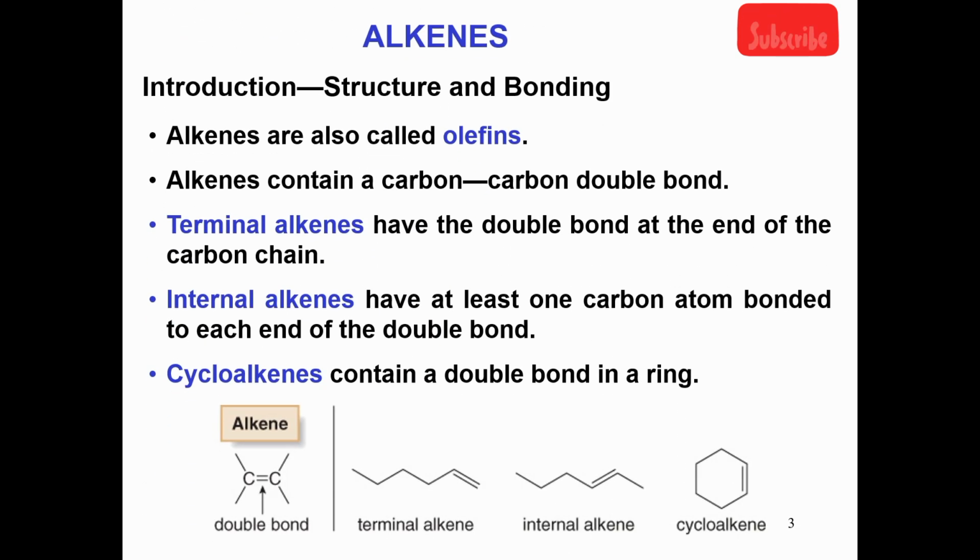Alkenes are generally referred to as olefins. They are organic compounds, or hydrocarbons, that contain a carbon-carbon double bond. There are three types of alkenes. We have terminal alkenes, which have the double bond at the terminal carbon. We have internal alkenes, which have their double bond in the middle of the compound. We have cycloalkenes, which have their double bond in a ring form.